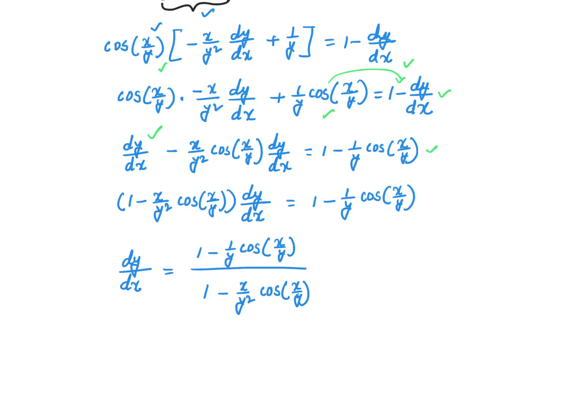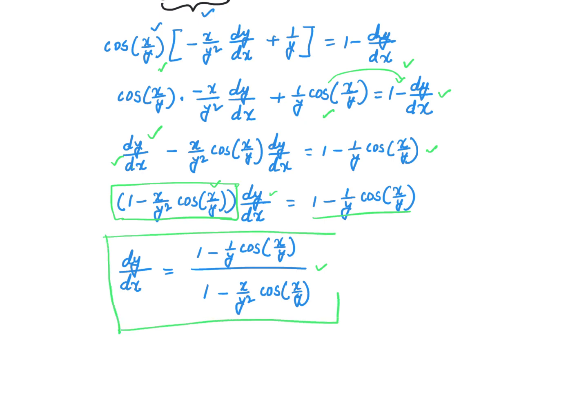Then I factor out dy over dx, and I get 1 minus x over y squared times cosine of x over y, all of it multiplied by dy over dx, and on the right hand side it stays the same. Then I divide both sides of this equation by this factor, and if I do so I get this. So your final answer is dy over dx is equal to this right side.